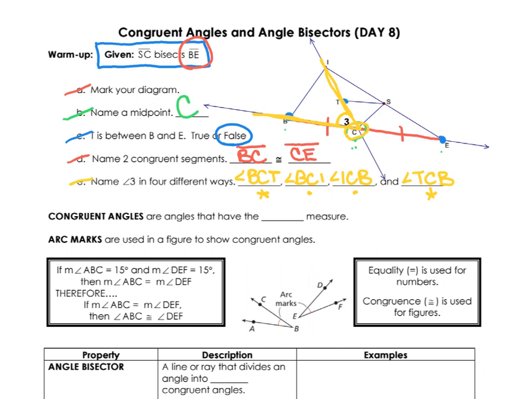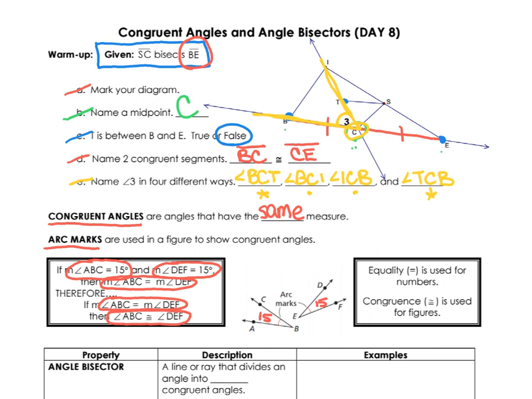All right. Now that we talked about congruent segments, now we have to talk about congruent angles. Okay? They're angles that have the same measure. Okay? Arc marks instead of tick marks are used in a figure to show congruent angles. So for instance, they tell me the one angle has a measure of 15 degrees and another angle, second angle at DEF, has a measure of 15 degrees. So in geometry, they said that the measures of the two angles are equal. And in geometry, if two angles have the same measure, they're equal, then they are also what they call congruent.